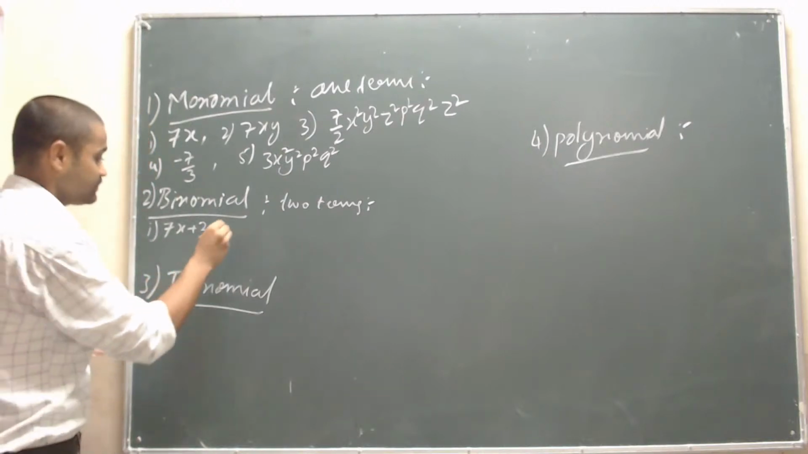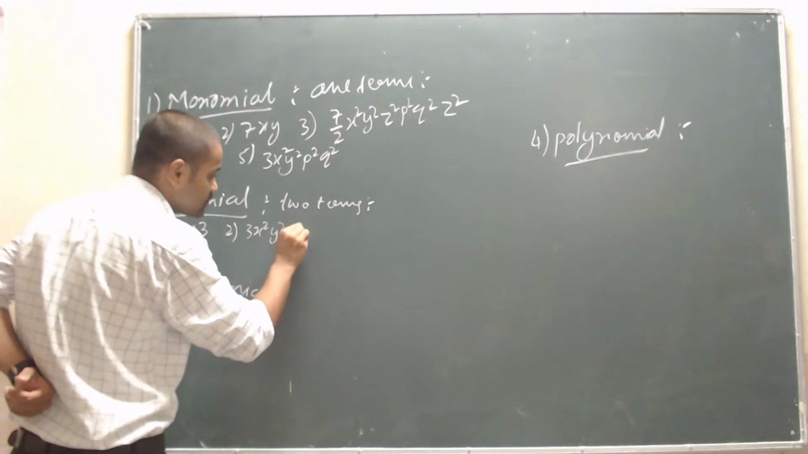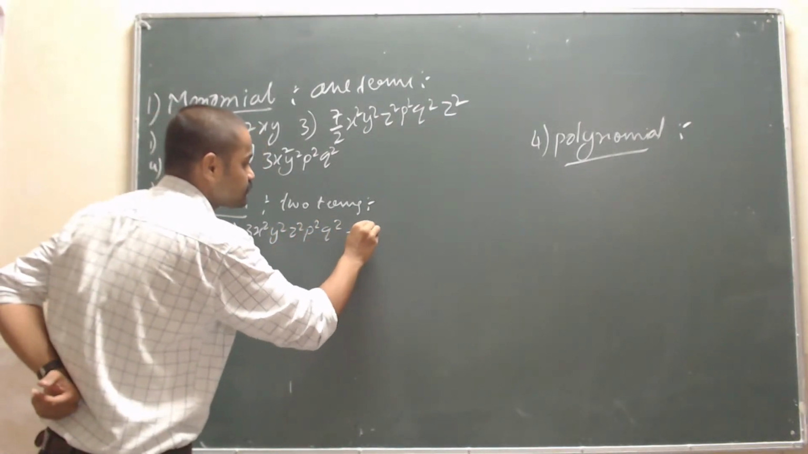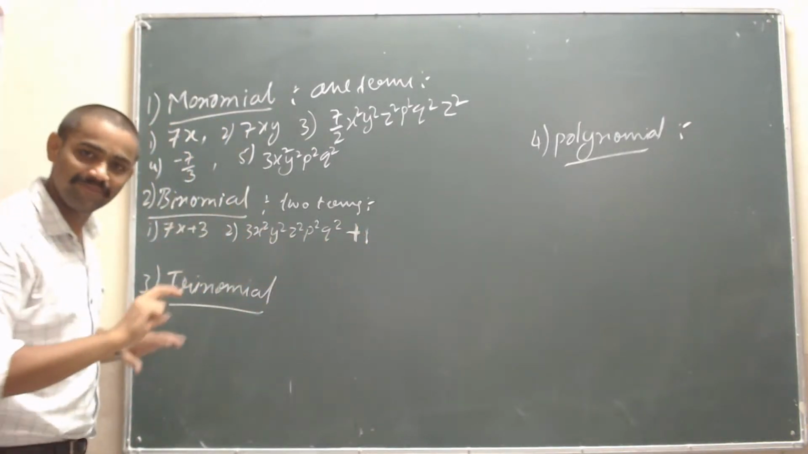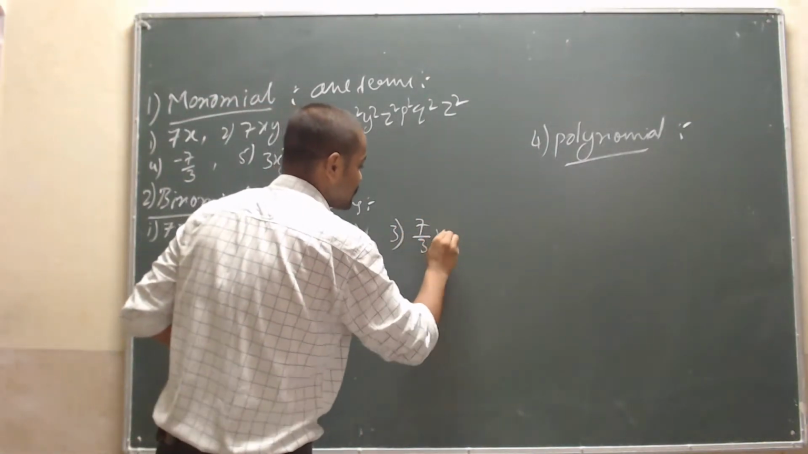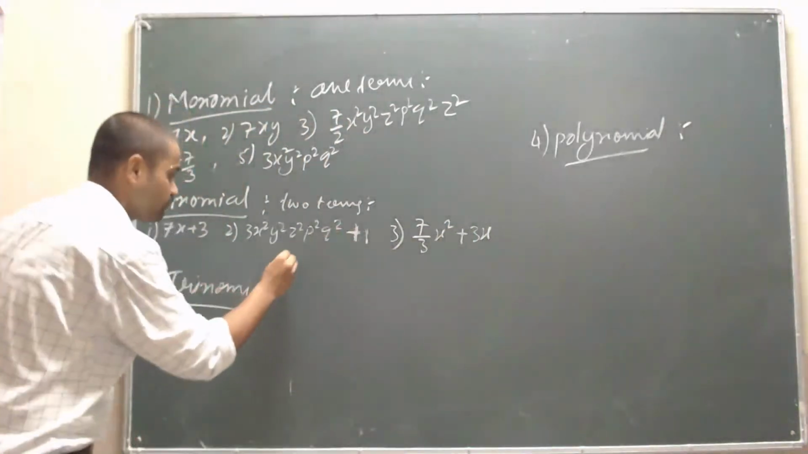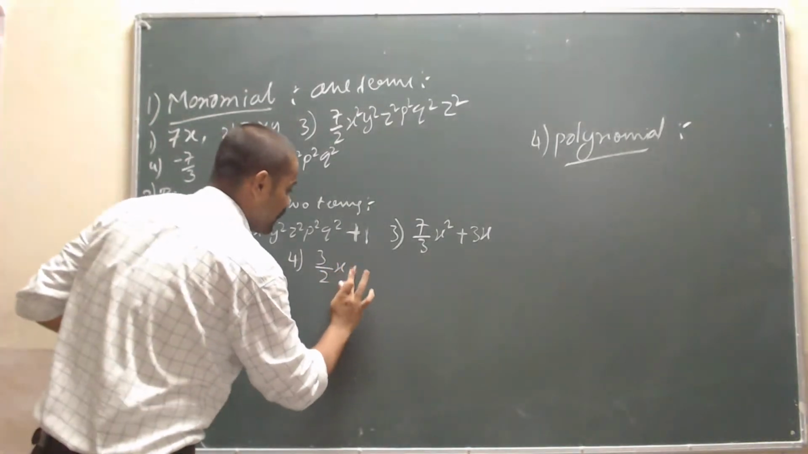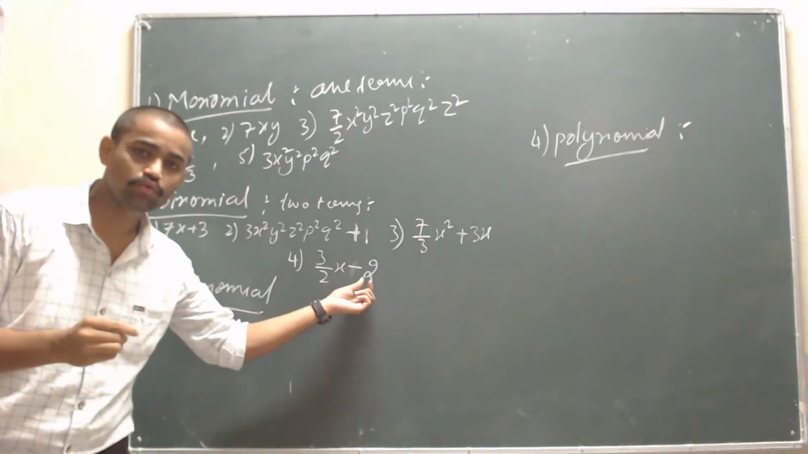Concentrate there. That is one more: 3x square y square z square p square q square plus 1. How many terms? Reduced to one term. Plus 1 is one term. That's done. Then the third one, 7 by 3 x square plus 3x. Fourth example, 3 by 2x minus 2. How many terms? One term, two terms.